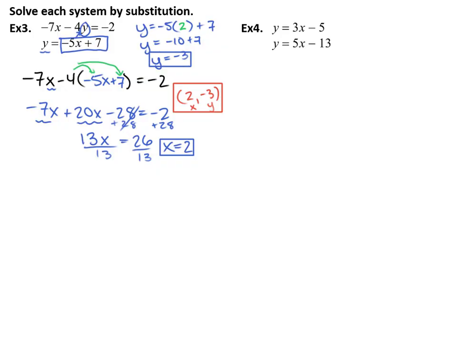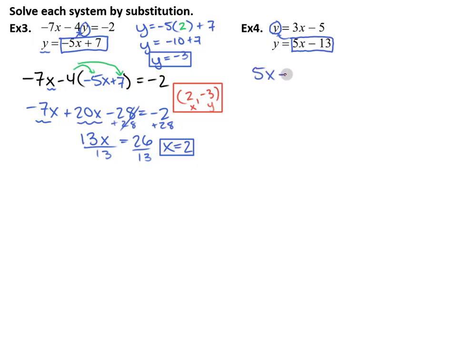Let's try number 4, which is also set up for the substitution method. This particular one, both equations say y equals. Well, in fact, this actually makes my life a lot easier. Let's say if I know y is equal to this expression, then in any other equation that has y, like up here, I can replace it or substitute in 5x minus 13.